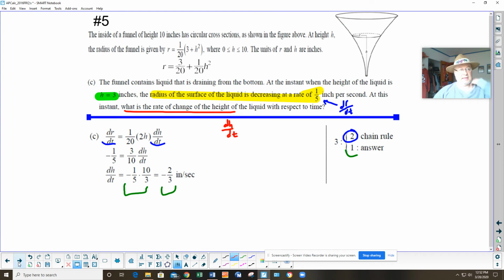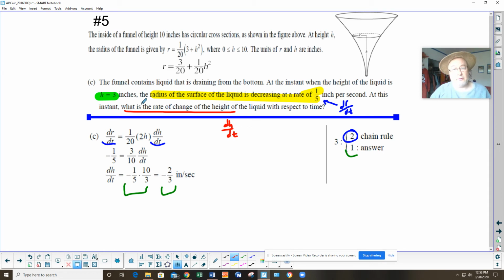So 2016, part C. The funnel contains liquid that is draining from the bottom. At the instant when the height of the liquid is h equals 3, the radius of the surface of the liquid is decreasing at a rate of 1/5 inch per second. At this instant, what is the rate of change of the height of the liquid with respect to time?